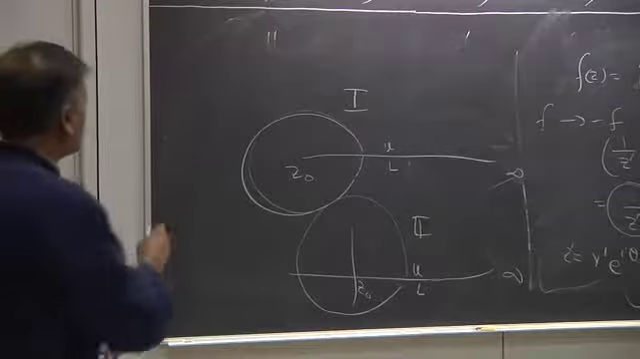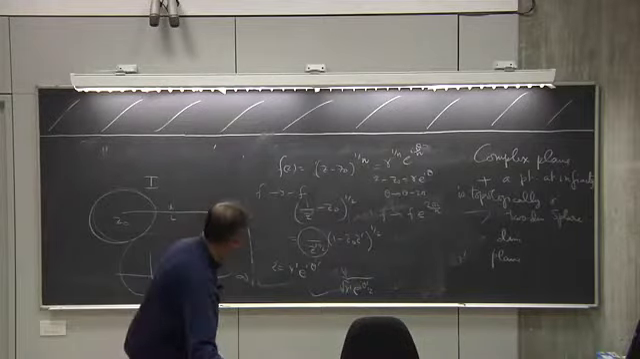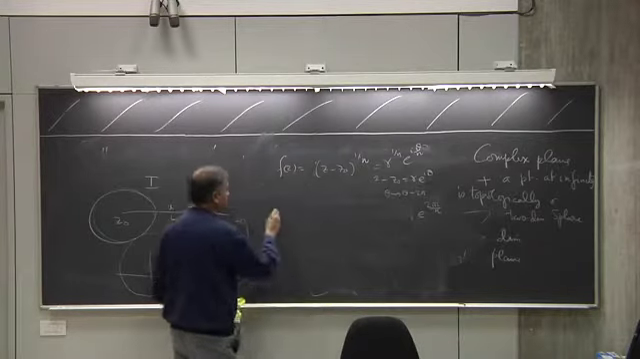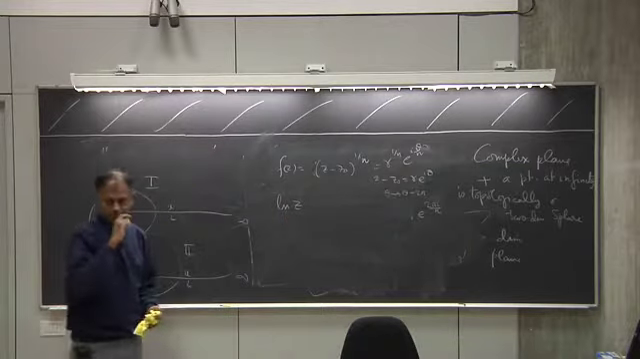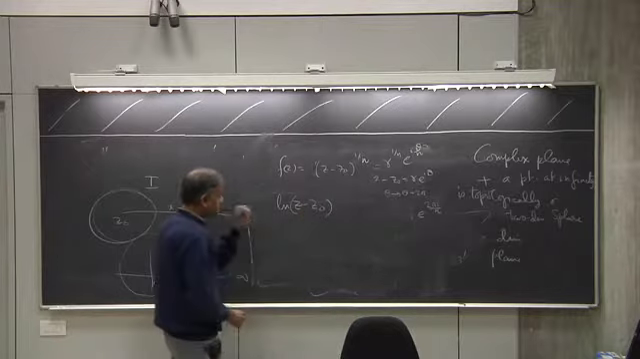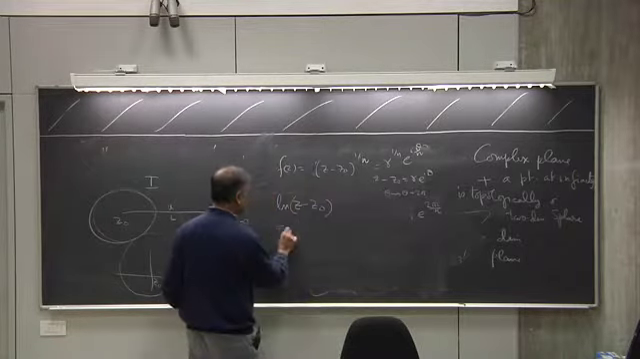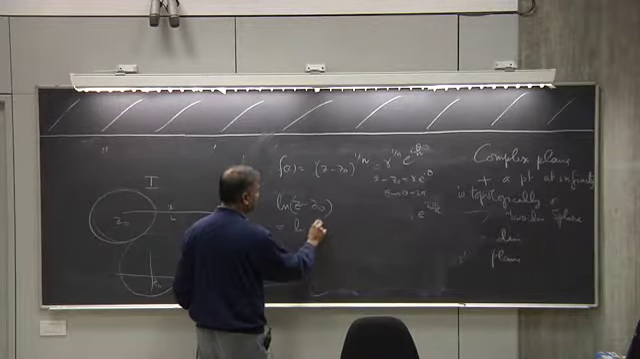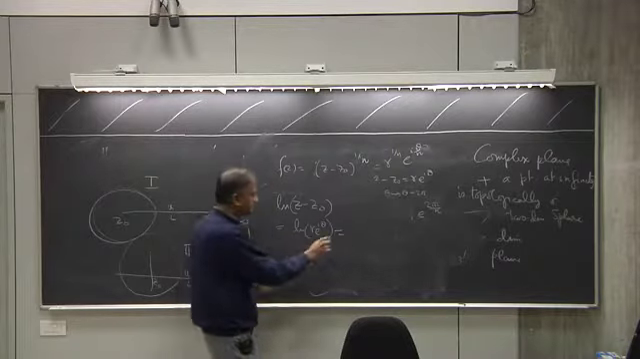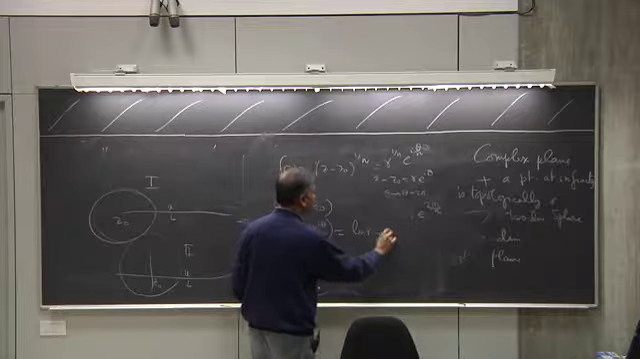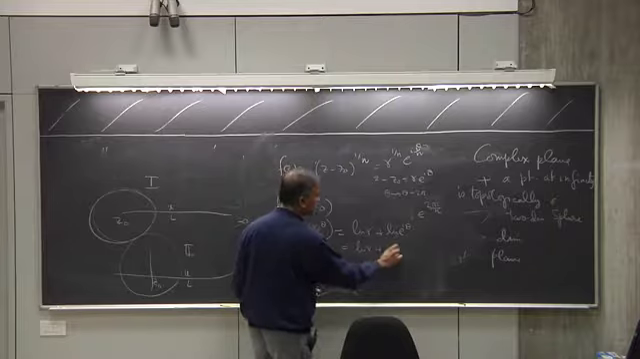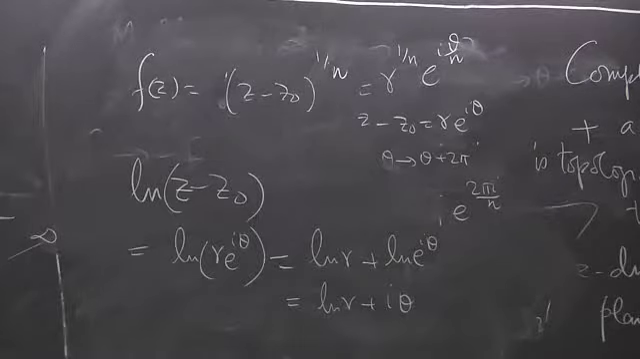An example of that is the log function. If you take log of z, let's say, again let me put z minus z naught. If you write z minus z naught as r e to the I theta, this is log of r times e to the I theta. But the log of a product of two things is the sum of the logs, right? So it's log of r plus log of e to the I theta, which is log of r plus I theta. Log of e to the I theta is I theta.